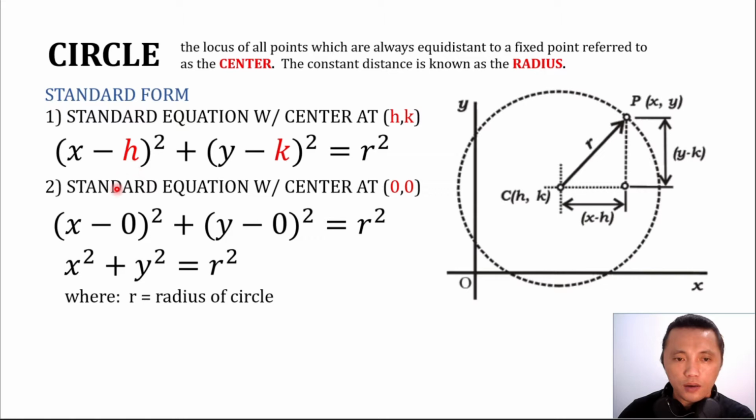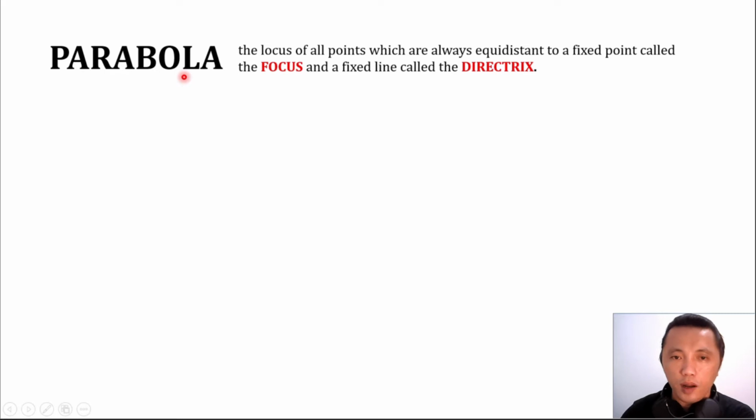You must pair x with h and y with k. Never forget that, so you don't swap them, or your answer will be incorrect. Now for a parabola: the parabola is the locus of all points which are always equidistant.